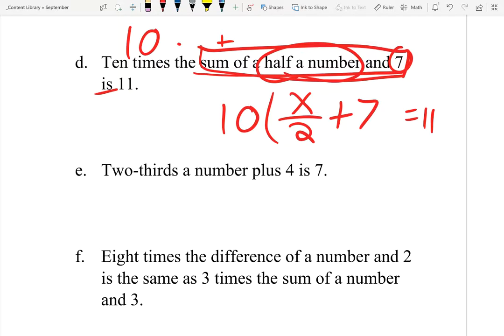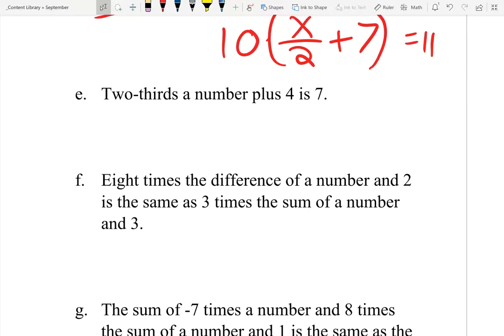Now, if you wrote this without parentheses, you're not technically correct. Because if you don't have parentheses, then you're only doing 10 times half a number. You're not doing 10 times the sum of half a number and 7. You have to do 10 times that as a group because it says that as a group. The sum of half a number and 7 is a group, and you're taking that and multiplying 10 to it.